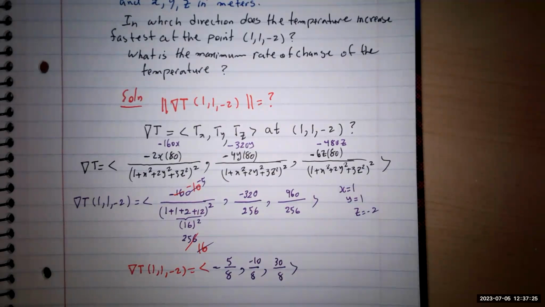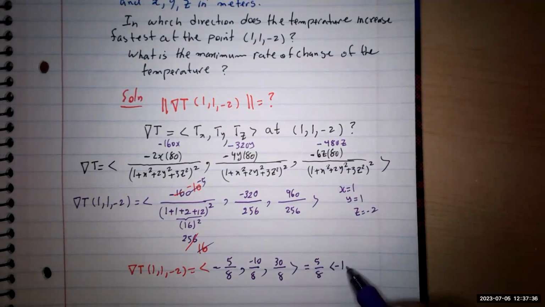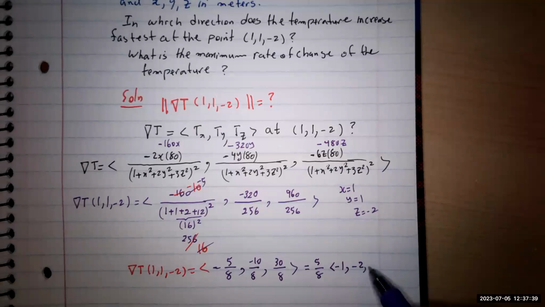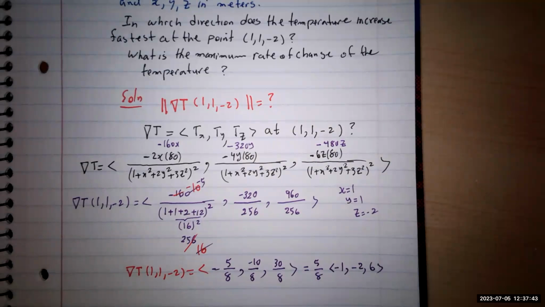You can simplify it, or I just pull out the 5 over 8, and I write it down as 5 over 8 times (-1, -2, 6). Okay, a different version to write it down. All of them would be the same. Or just the inside one. And now this is it, the gradient vector.